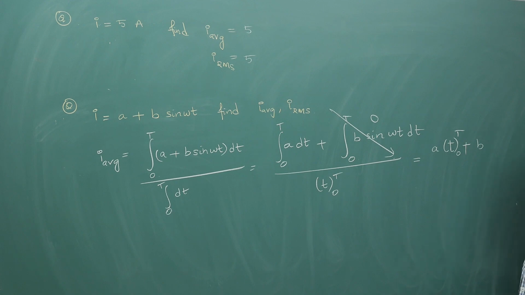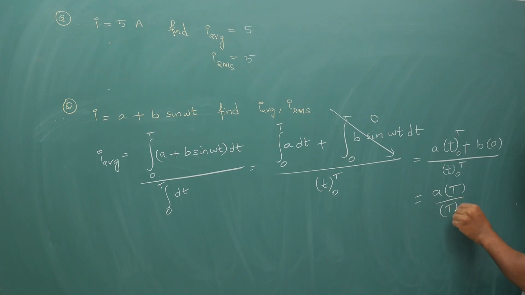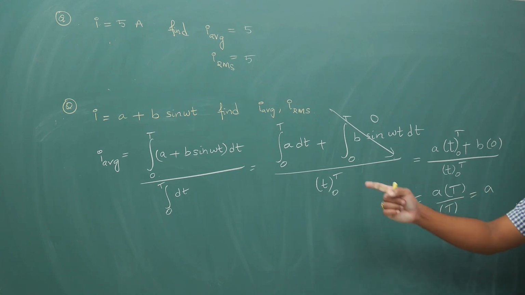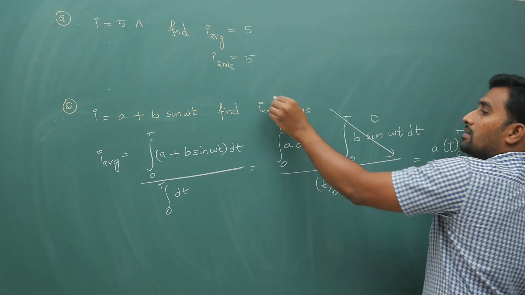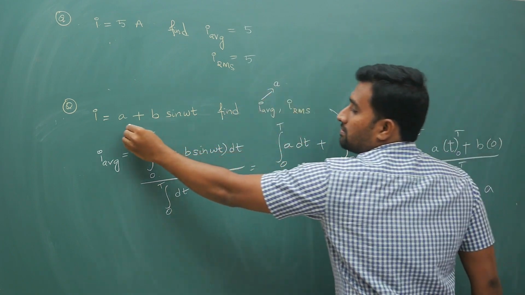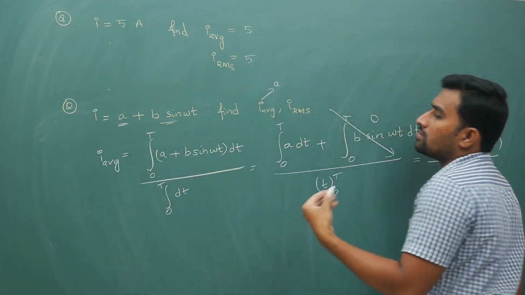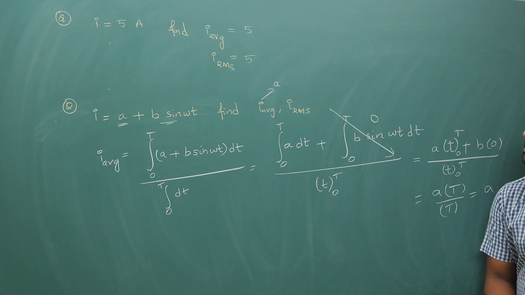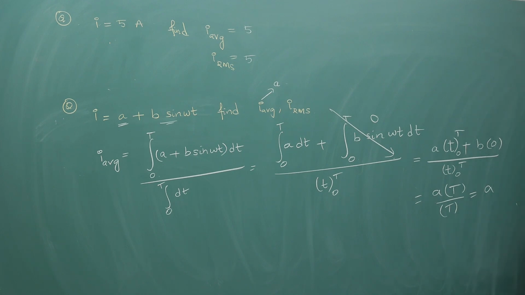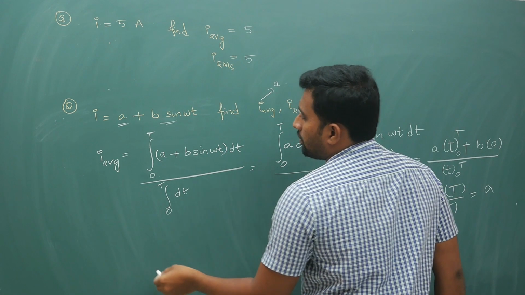I have explained this, I don't need to touch it again. Plus B times 0, the entire term becomes 0 from 0 to T, so that will give you A times T by T, that is equal to A. So your average value of this function is nothing but A. For the first term it is A, for the second term it is 0. Okay, now let us look at the RMS value.